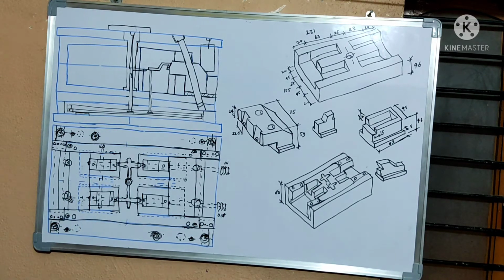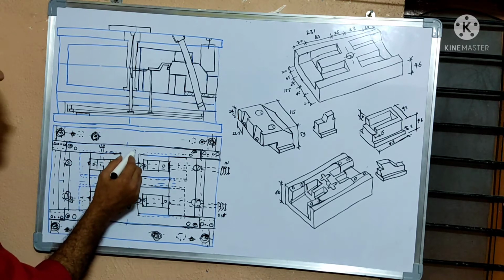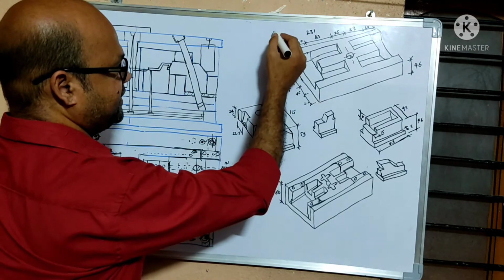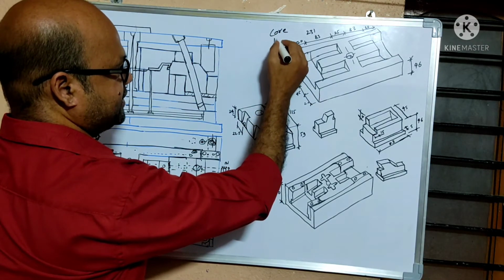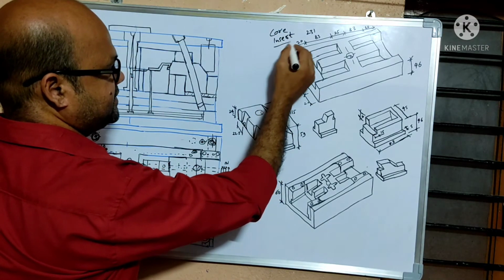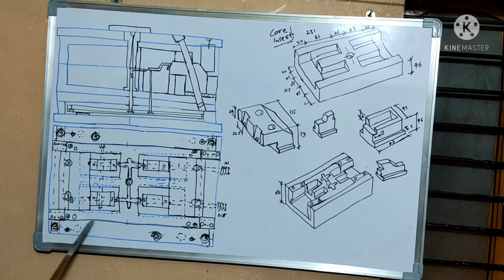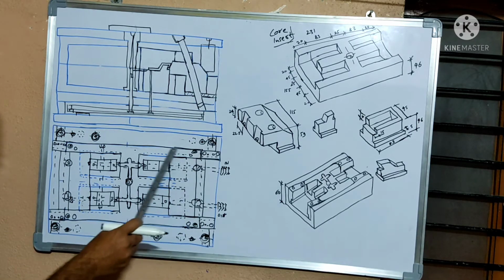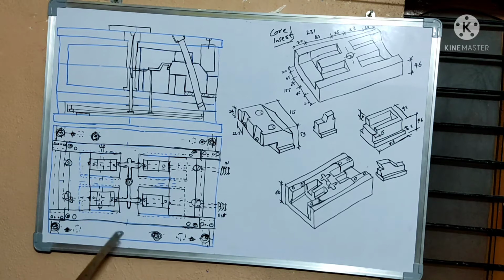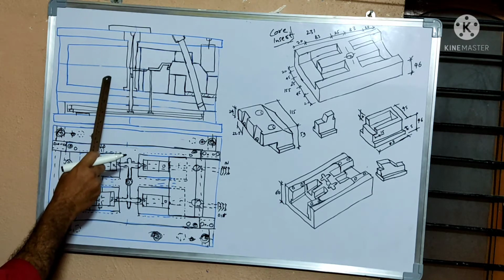This is the HDS insert that holds the other component inserts also. I am showing this insert here. This is called the core insert, which is placed in the core housing plate.